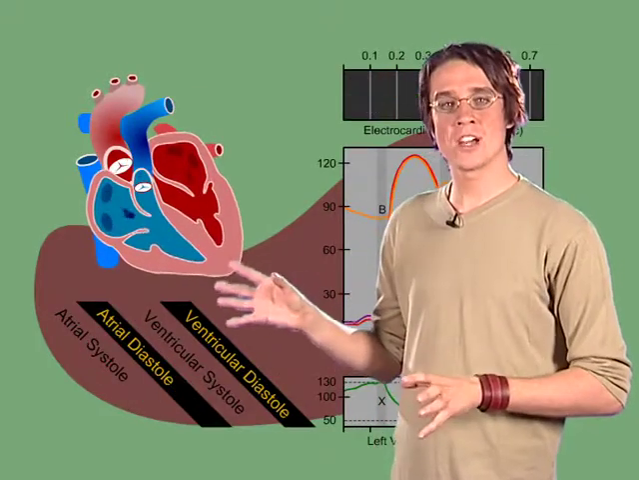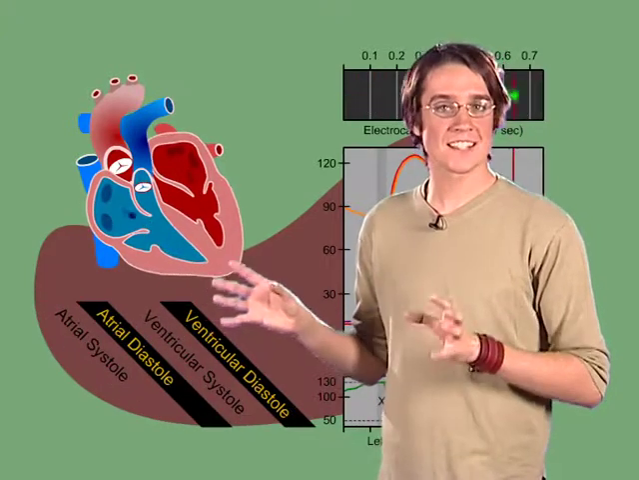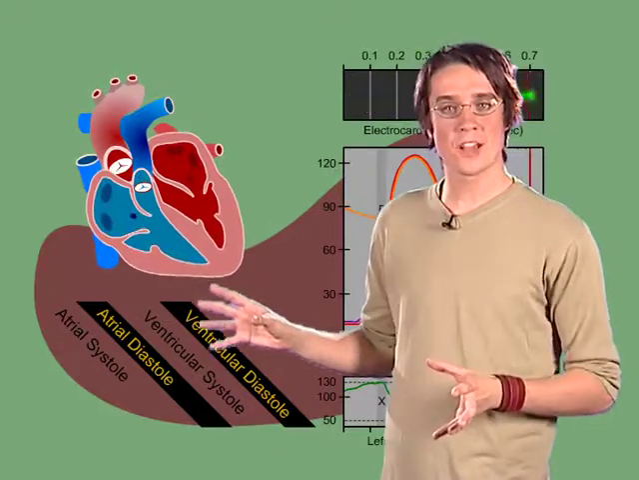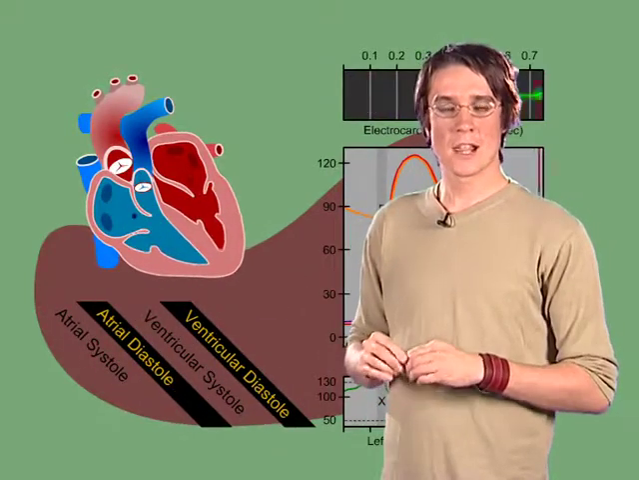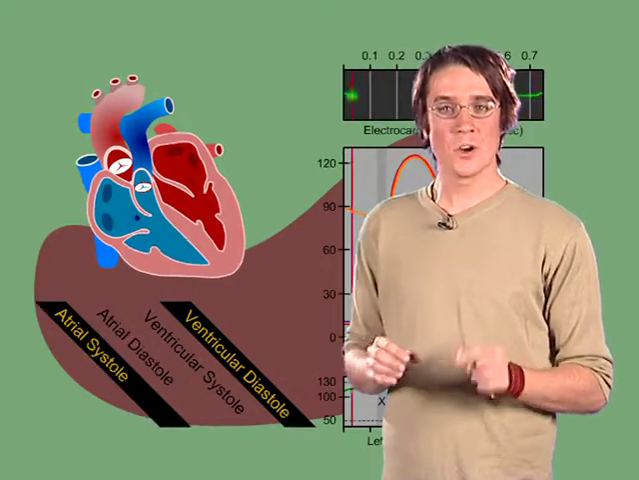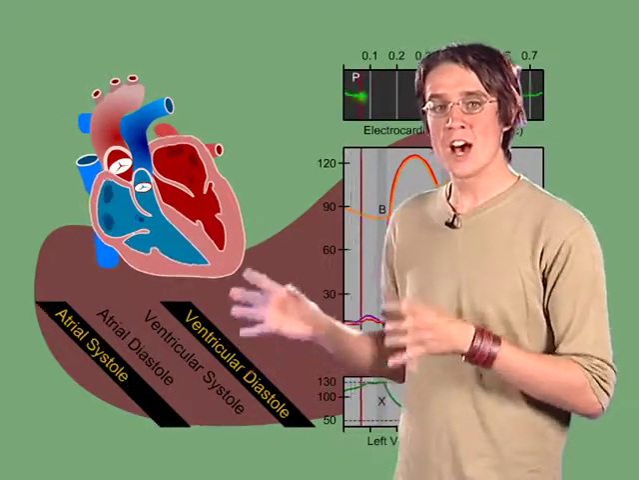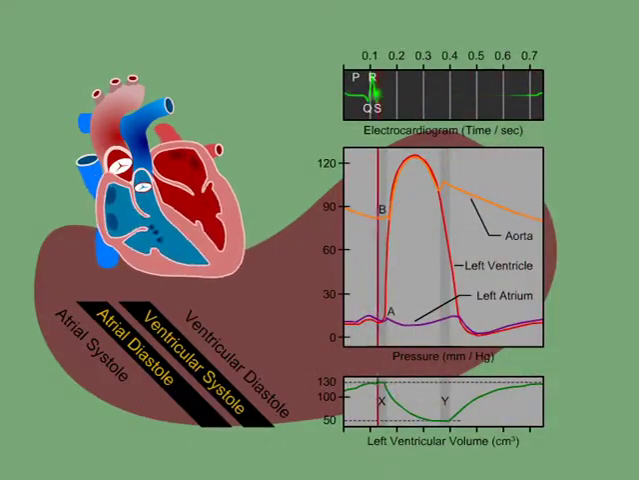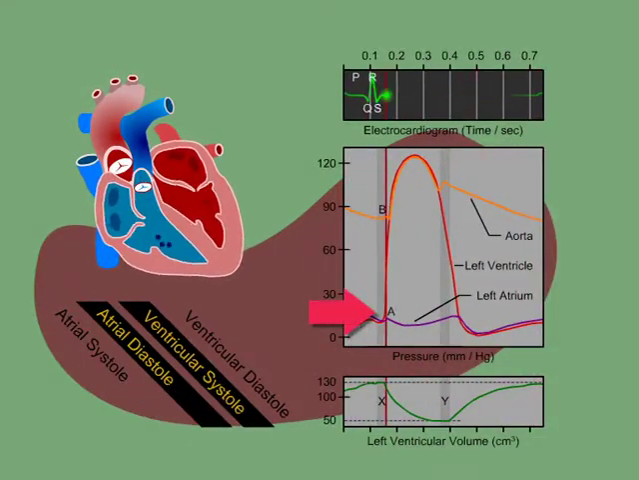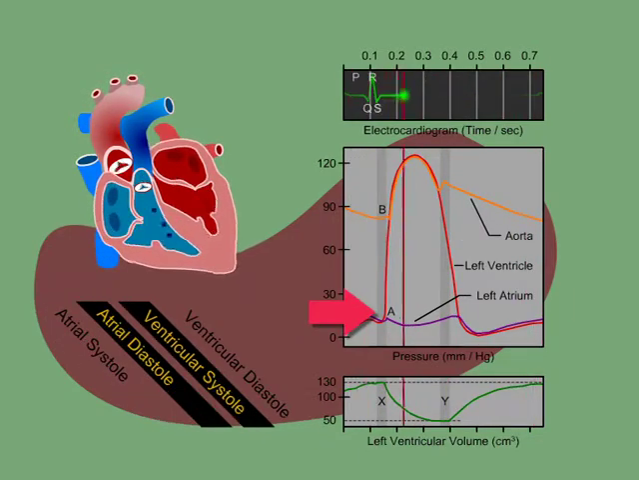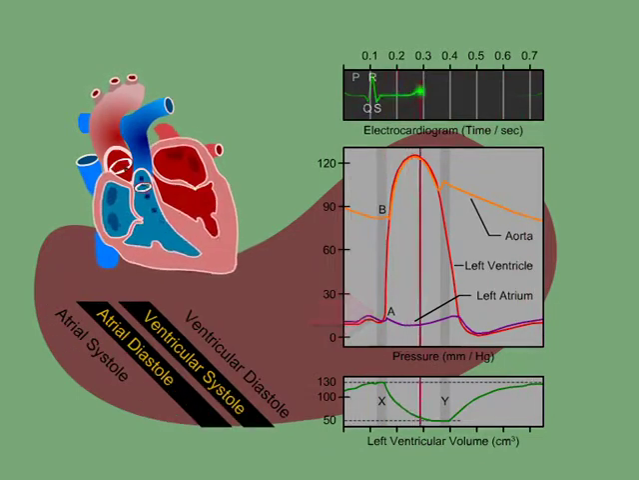See how the pressure and volume changes of the cardiac cycle correlate with the diastole and systole of atria and ventricles. Let's be sure that we can correlate the events of the cardiac cycle with the graph, showing pressure and volume changes in the left side of the heart. At point A on the graph, the pressure in the left ventricle is exceeding that in the left atrium, so the atrioventricular valve snaps shut.